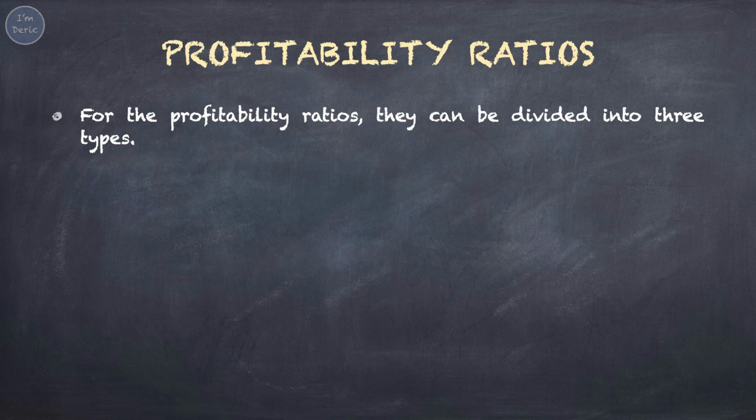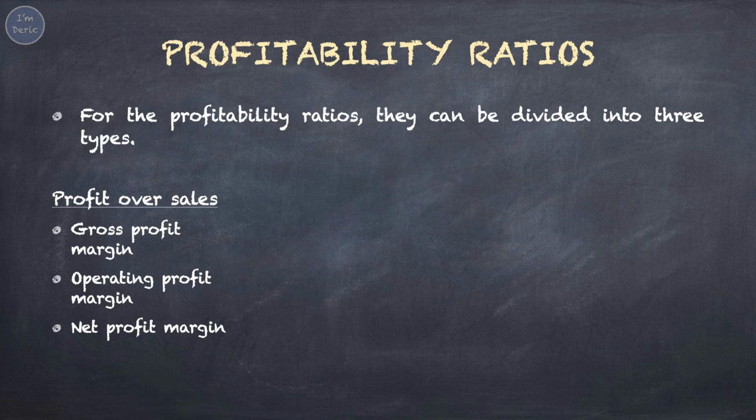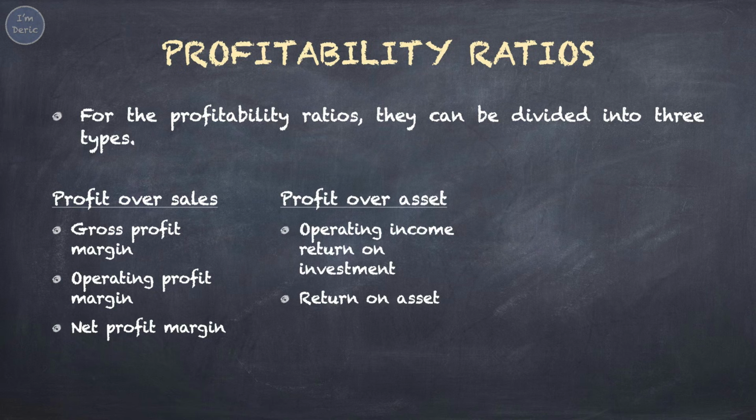As a summary for the profitability ratios, they can be divided into three types. First, profit over sales, including gross profit margin, operating profit margin, and net profit margin. Second, profit over asset, including operating income, return on investment, and return on asset. Third, profit over equity, which is return on equity.